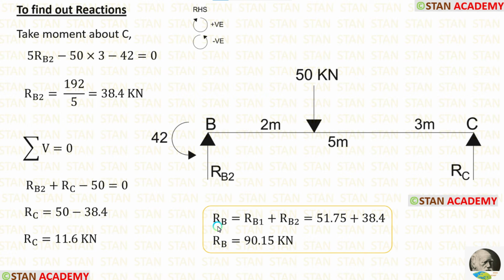In the point B, we have calculated the reaction 2 times. Let us add both of them. After adding, we are getting RB which is equal to 90.15 kN.